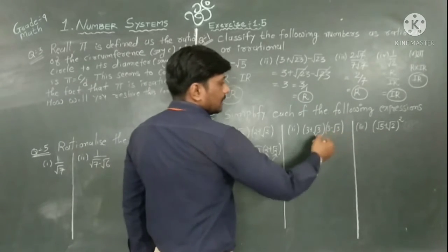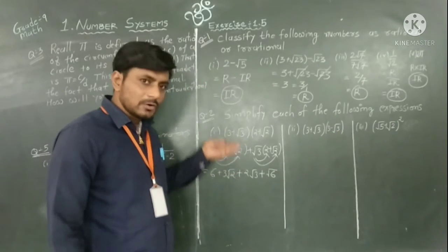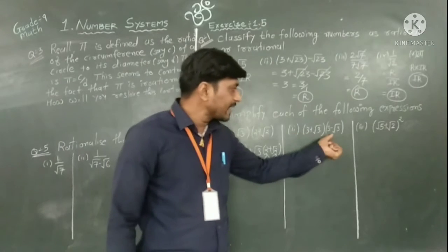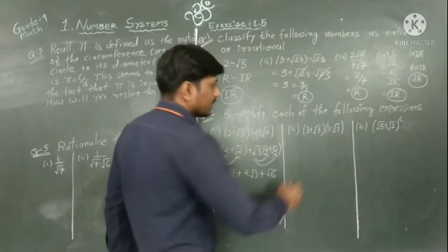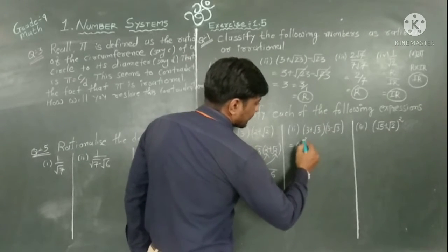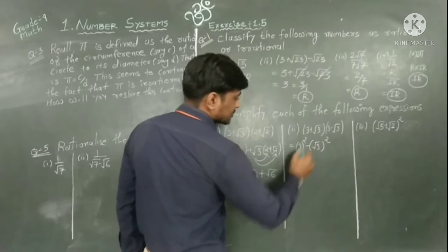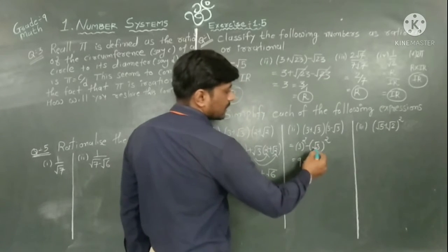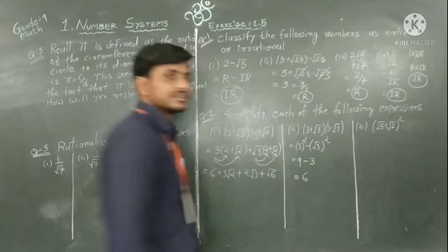Now again, the product of these two brackets. You can apply this method also, but here we use one identity, (x minus y)(x plus y). If you remember (x minus y)(x plus y), so what happened? Here 3 square minus under root 3 square. That means 3 square is 9, minus under root 3 square, that means 3. 9 minus 3 that means 6.